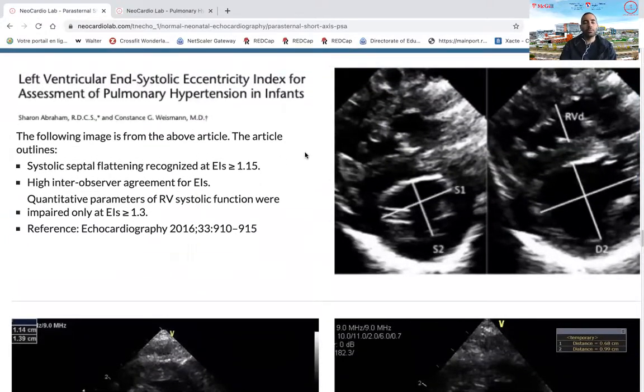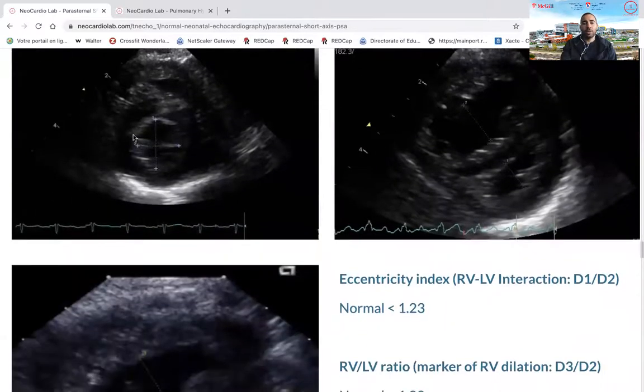So that's an example where this group described a population of premature patients that were followed for pulmonary hypertension. And they found that by measuring the eccentricity index as the septum was flattening, your ratio of this measurement divided by this measurement was increasing, which makes sense because the LV starts becoming more and more squished by your right ventricle. An eccentricity index above 1.3 was associated with markers of impaired RV function.